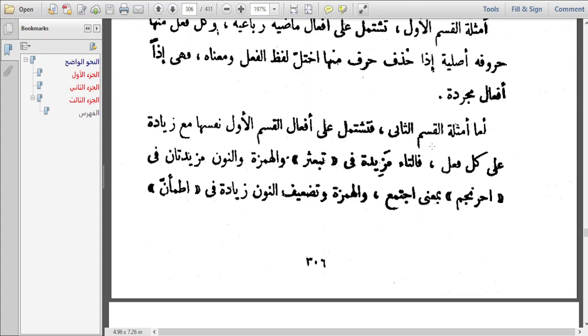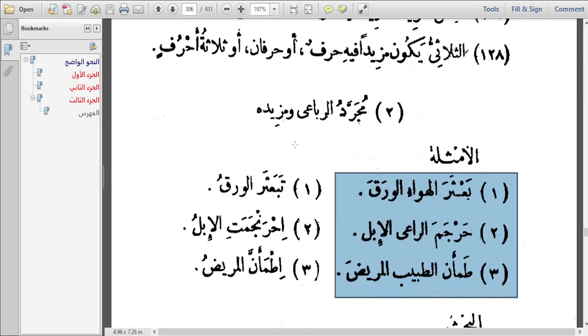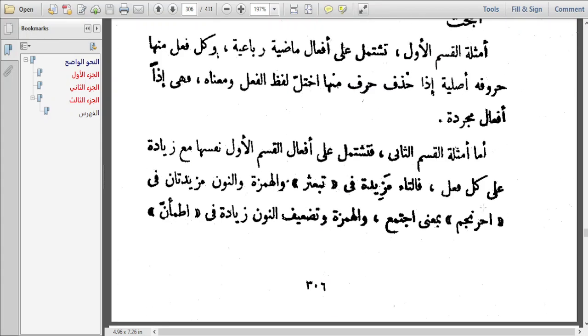It says أما أمثلة القسم الثاني. As for this group here, that is the القسم الثاني. It says فتشتمل على أفعال القسم الأول نفسها. أفعال القسم الأول نفسها, they contain the same verbs in the القسم الأول مع زيادة على كل فعل, with addition on each verb. It says فالتاء مزيدة في تبعثر. So the ta here is an addition. The ta that we have here is an addition.